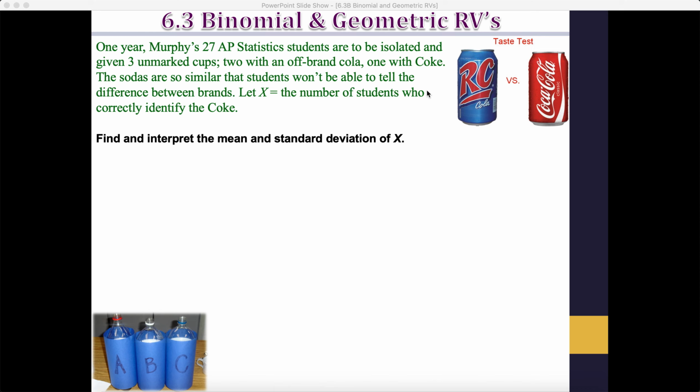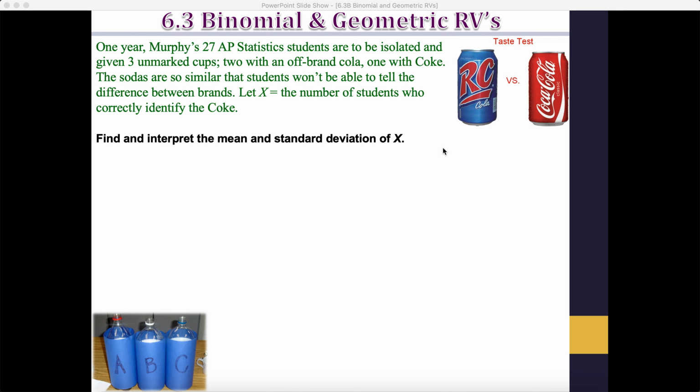One year, Murphy's 27 AP Stat students are to be isolated and given 3 unmarked cups, 2 with an off-brand cola, 1 with Coke. The sodas are so similar that students won't be able to tell the difference between the brands, probably because they're all sugary garbage anyway. But let X be the number of students who correctly identify the Coke.